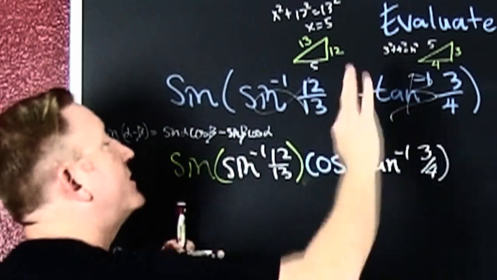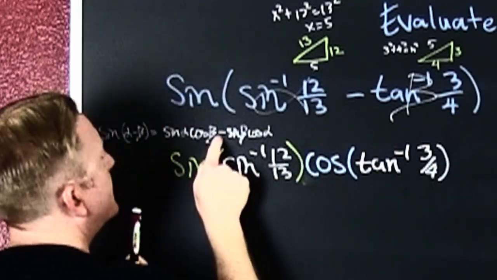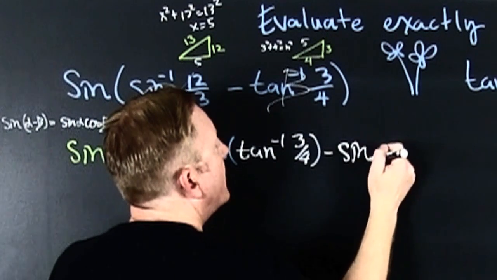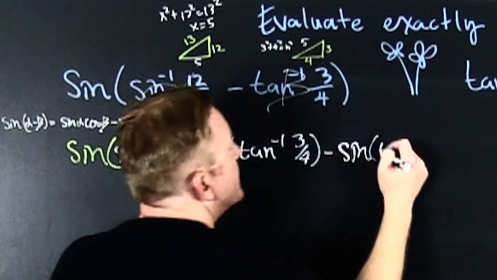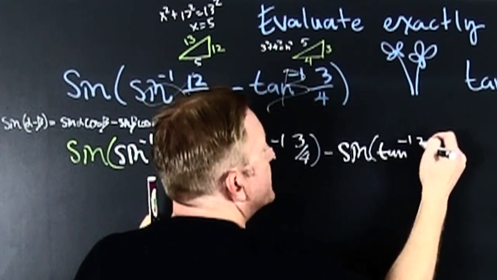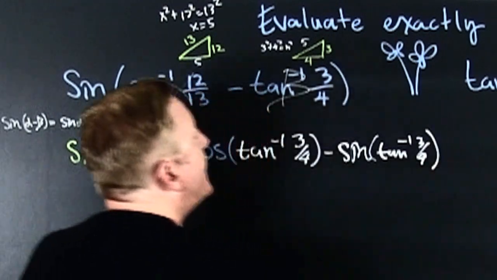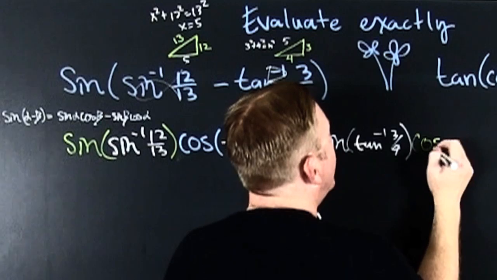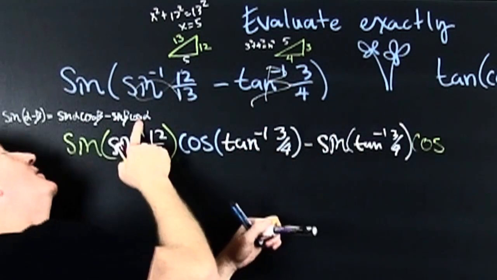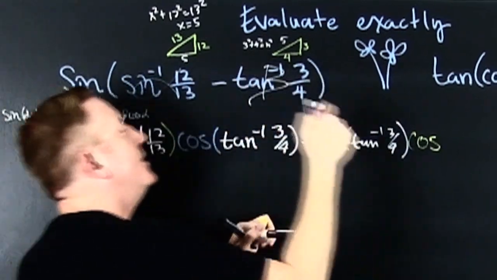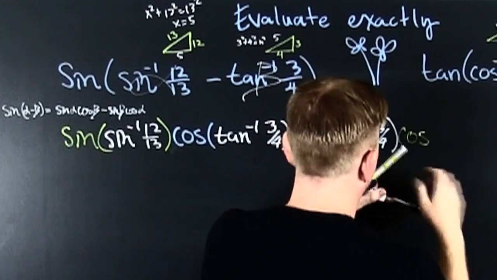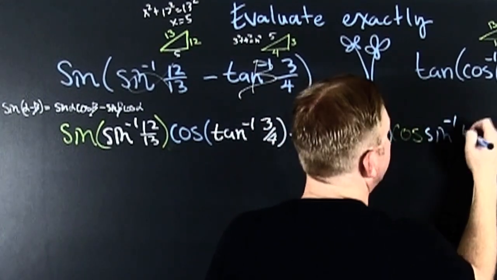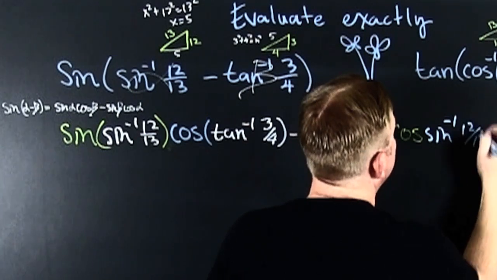Now I need to subtract off the sine of beta. Our beta is the tangent inverse of 3/4, and then I'm going to multiply it by the cosine of my alpha. The cosine of my alpha. So my alpha is the sine inverse of 12 divided by 13.